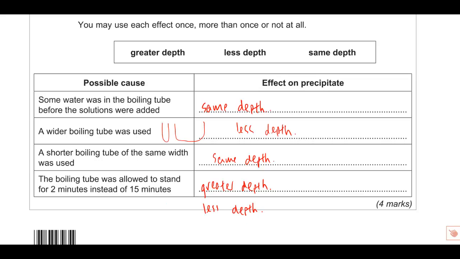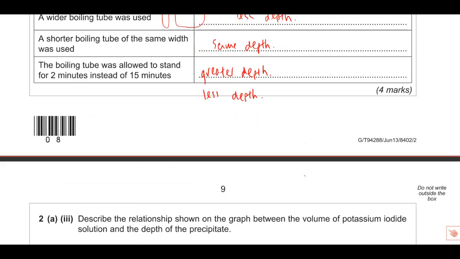But I think what they're saying is that at the point where you mix the two together, it would all look like precipitate, it would all appear as solid, and then eventually it would settle out. So I think it's a very dodgy question, and I really think it's a very poor question in fact. I would go less depth, and even though the mark scheme says greater, I would probably still go less, and I'd put myself out there on that one.